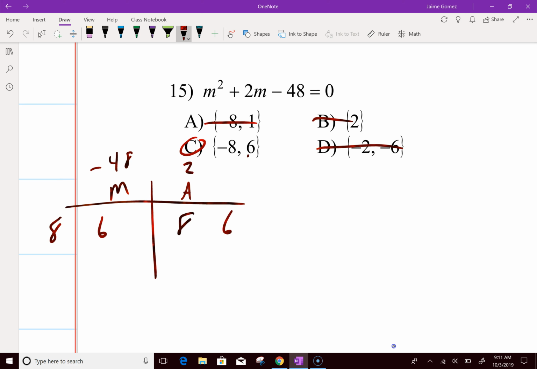How did I do that? I just multiply these numbers. If I can't get 48, then I know automatically it's wrong. But again, I'm just showing the work.